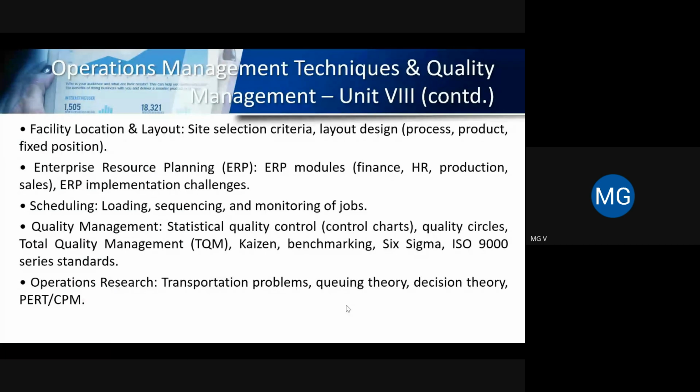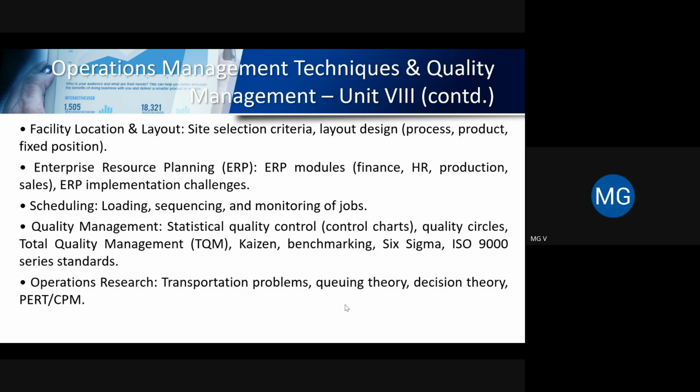Kaizen is a Japanese term for continuous improvement. Benchmarking involves comparing a company's performance to best-in-class companies. Six Sigma is a methodology for reducing defects and improving quality. ISO 9000 is a series of international standards for quality management systems.